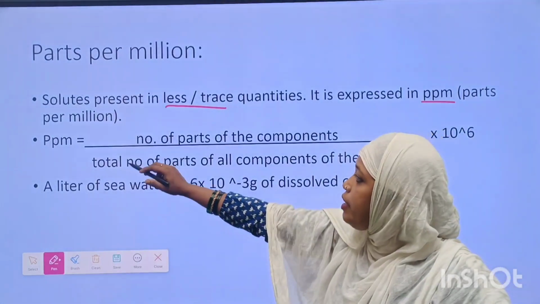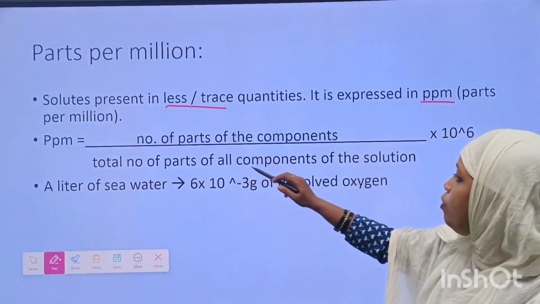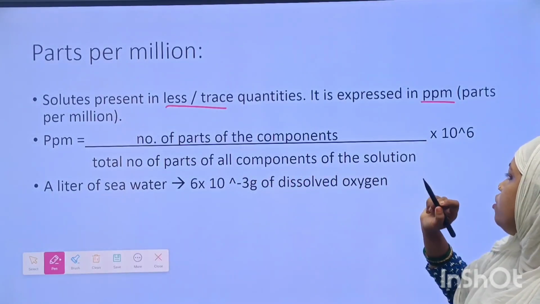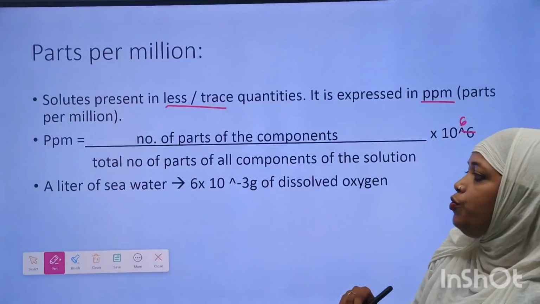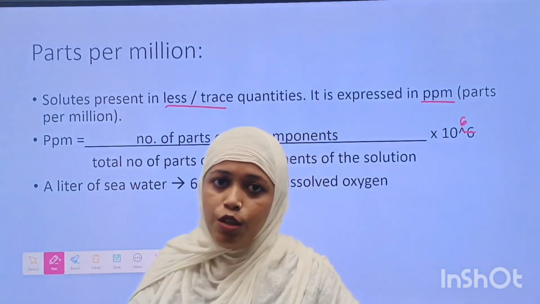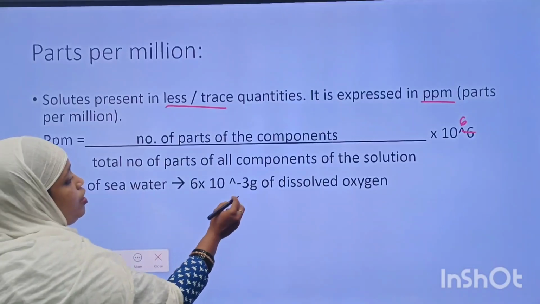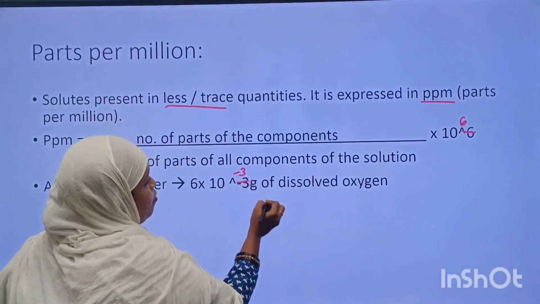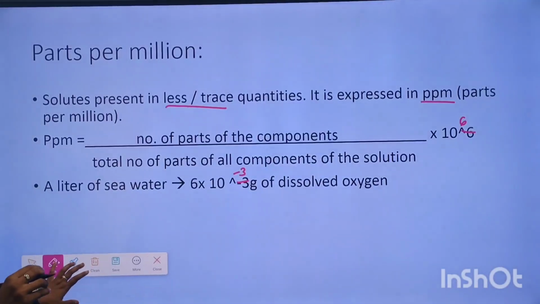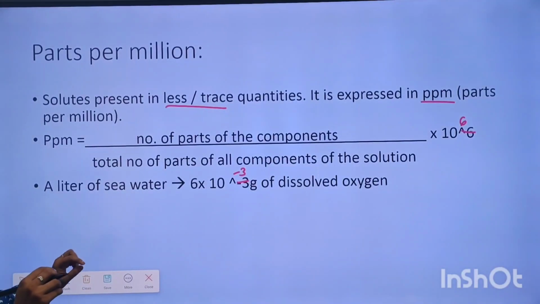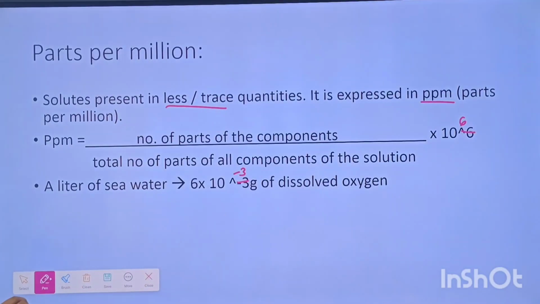Now the formula is the number of parts of the component upon the total number of parts of all the components in the solution, multiplied by 10 raised to 6. For example, I have given here a liter of seawater. One liter of seawater contains 6 into 10 raised to minus 3 grams of dissolved oxygen, which is very, very less. So we express this in parts per million. Next.